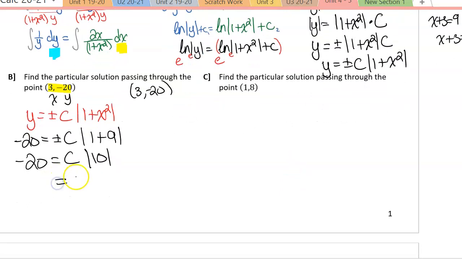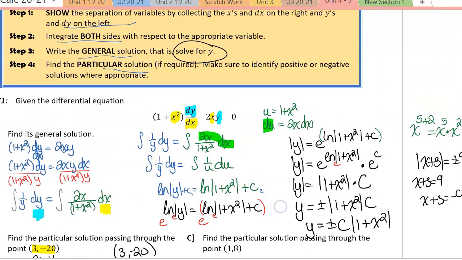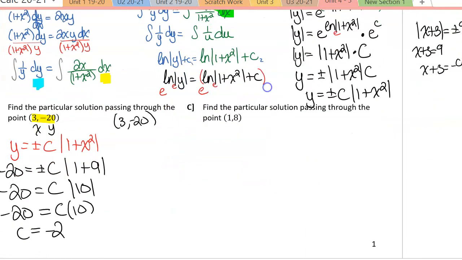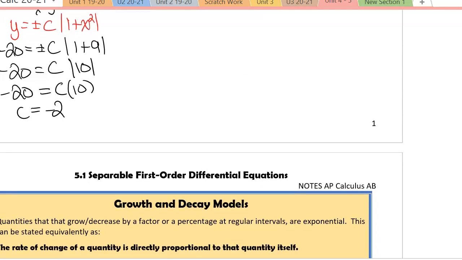So the absolute value of 10 is 10. Therefore, c is negative 2. So now I know that it's negative. And that's what it meant back here about identifying positive or negative solutions where appropriate. So, particular solution, we've got the equation. It's going to be y equals negative 2 times the absolute value of 1 plus x squared.